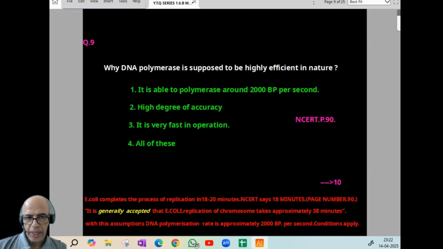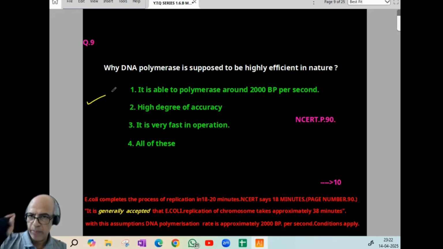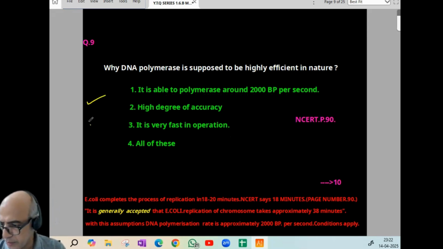Why is DNA polymerase supposed to be highly efficient in nature? For efficiency, different criteria are there. It is able to polymerize 2000 base pairs per second. That is right. A high degree of accuracy is a must, it is needed. It is very fast in operation, right? And the answer is 4.